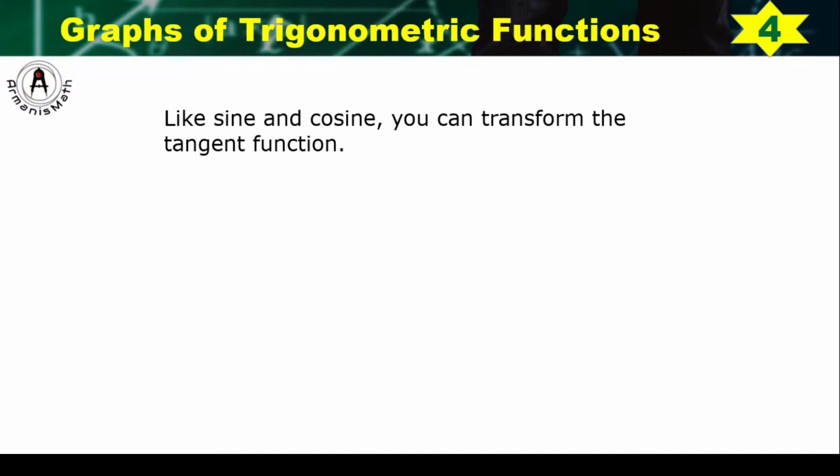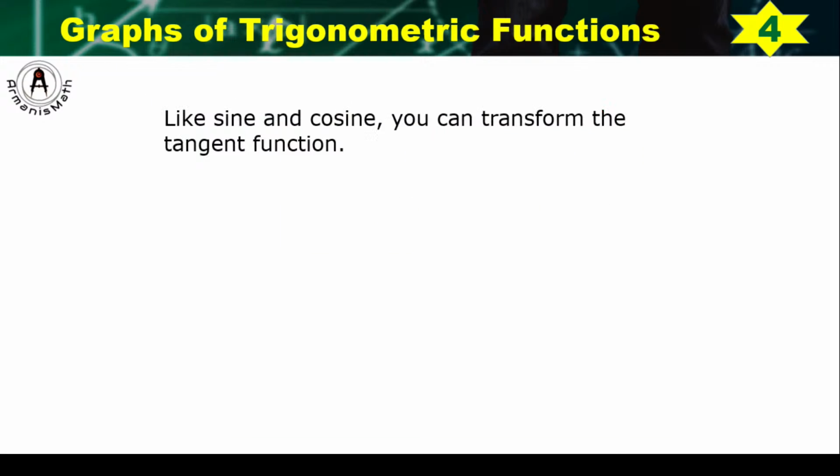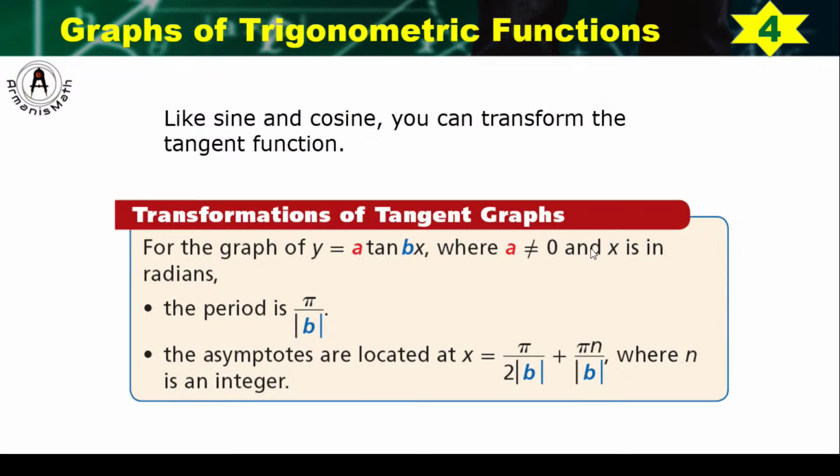This one says, like the sine and cosine, you can transform the tangent. So we just finished talking about the parent, right? Now the kids are a little bit different. They might be wider, slower, or faster, just like the case with the sine and cosine children. In this case, if you have a tangent graph, y equals a tangent bx, where a does not equal 0, then the period is going to be pi divided by the absolute value of b.